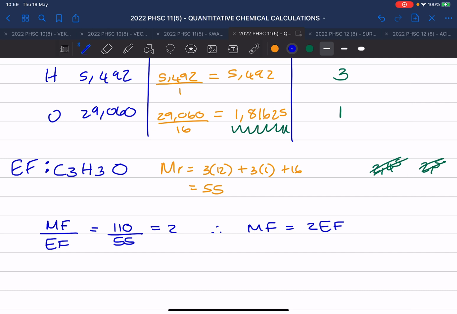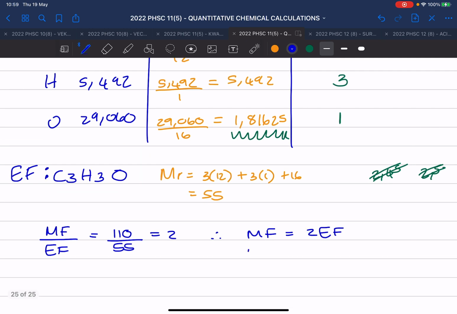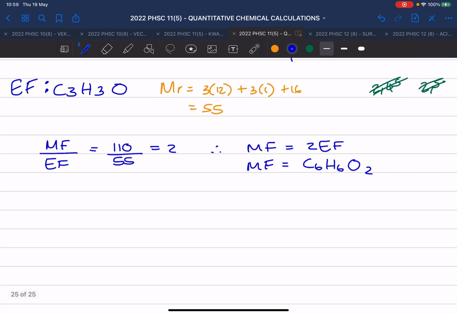Okay. So you're going to take this and multiply it by 2. So the molecular formula is C6H6O2. Something you don't need to know, but for those that are interested, this is called hexanoic acid. What does hex mean? 6. So 6 carbons, hexanoic acid. But it's not something you need to know now.